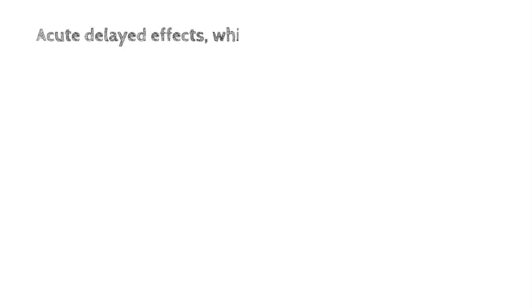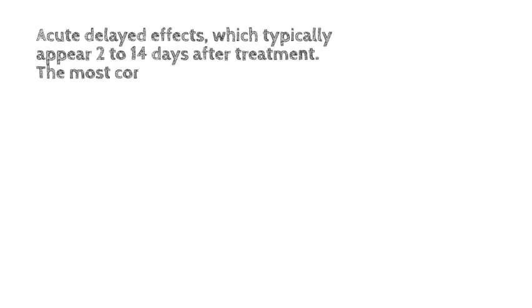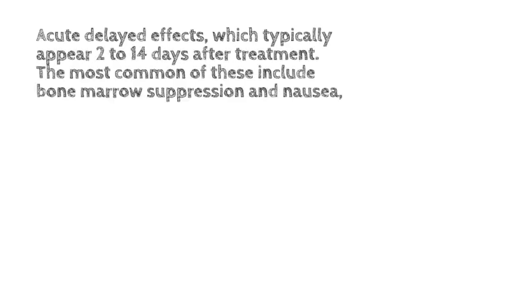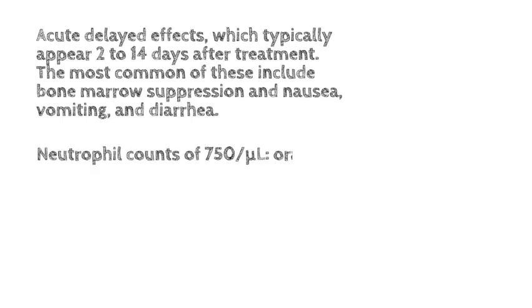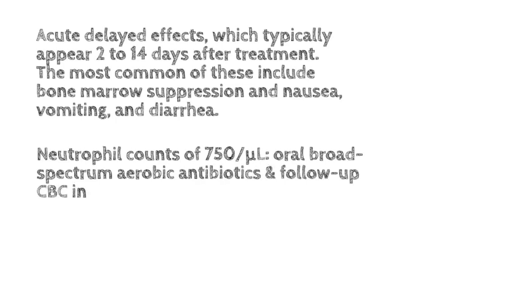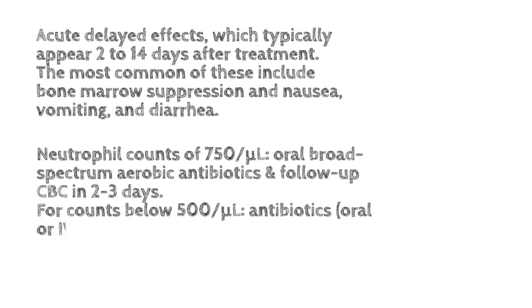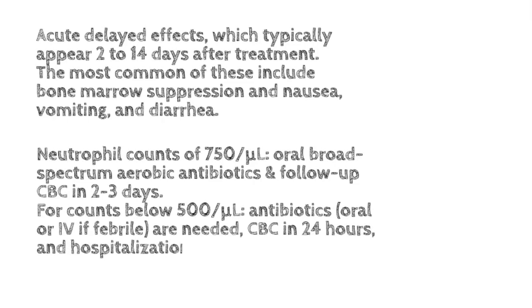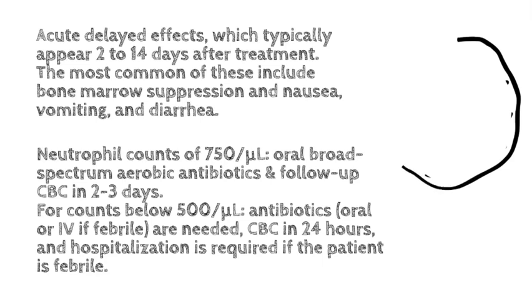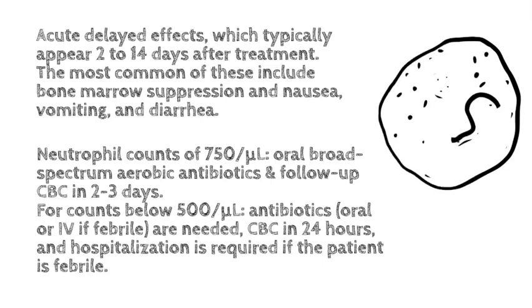The second category is acute delayed effects, which typically appear 2 to 14 days after treatment. The most common of these include bone marrow suppression and nausea, vomiting, and diarrhea. In most cases, these effects are self-limiting and hospitalization is infrequent. For neutropenia, which is defined by low neutrophil counts per microliter, management depends on severity. For counts of 750/µL, grade 2/mild, oral broad-spectrum aerobic antibiotics are recommended, with a follow-up CBC in 2 to 3 days, and hospitalization is not needed.